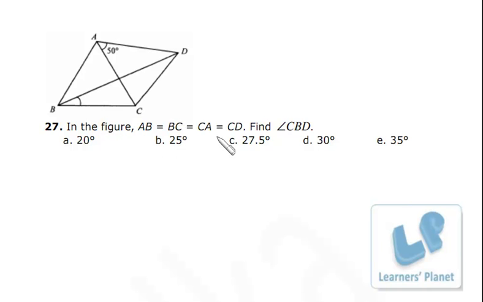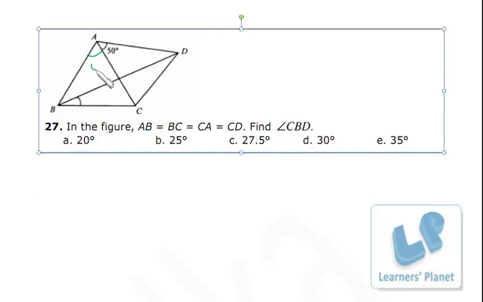Now in the figure, AB is equal to BC is equal to CA is equal to CD, then find angle CBD. Okay, AB is equal to BC is equal to CA, that means ABC is an equilateral triangle. So this is 60 degrees, this is 60 degrees, and this complete angle is 60 degrees. Okay, now CA is equal to CD. So in triangle CAD, if this is 50 degrees, it has to be 50 degrees.